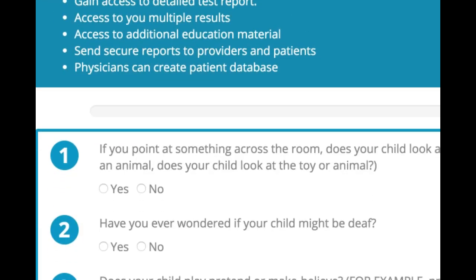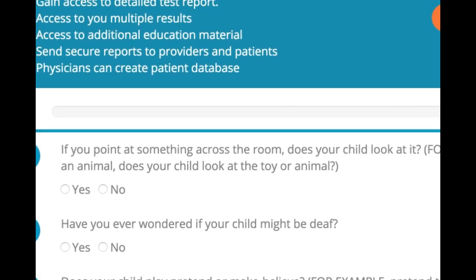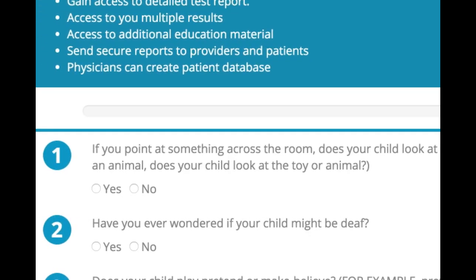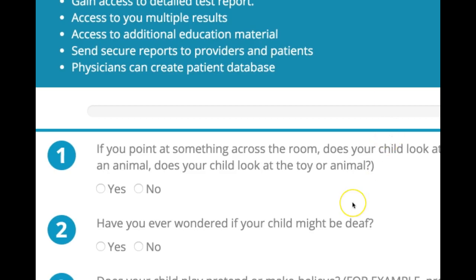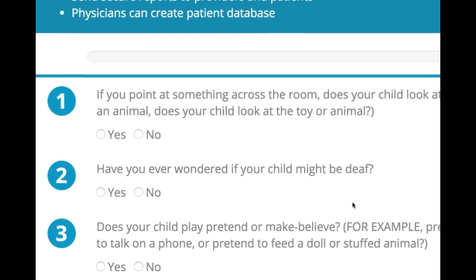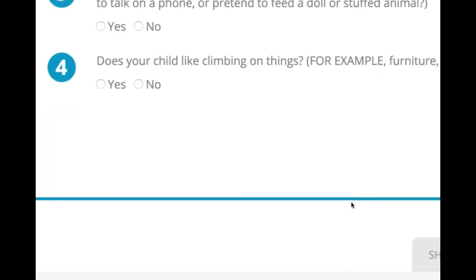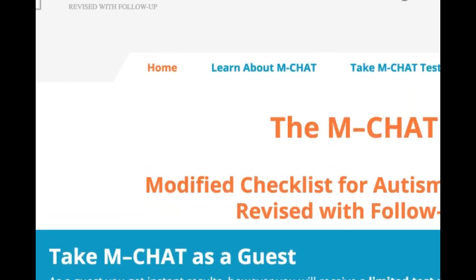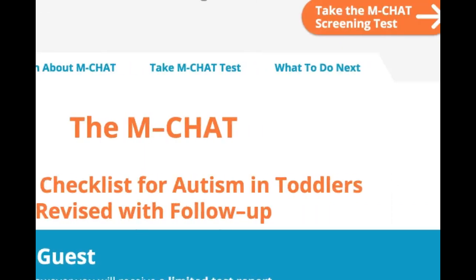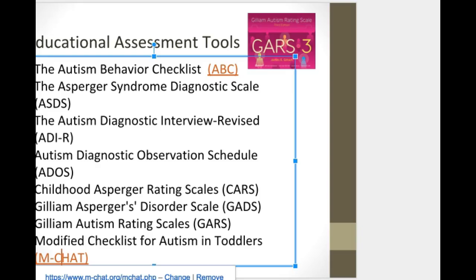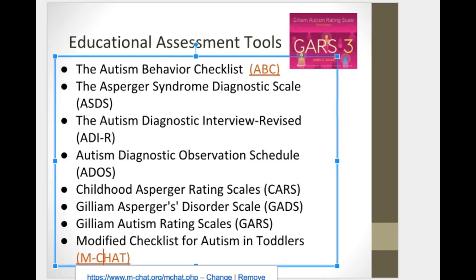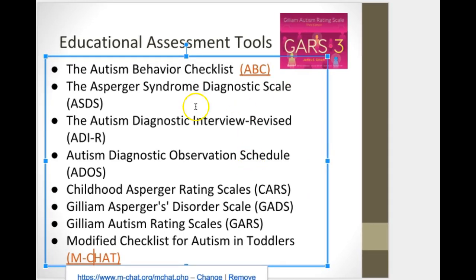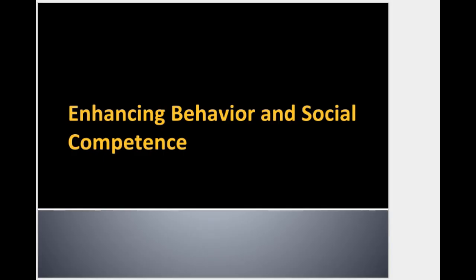If you point at something across the room, does your child look at it? That's evaluating joint attention. Have you ever wondered if your child might be deaf? Remember, I told you that lots of times we think the child has a hearing problem and they're simply not engaging. So these are some of the questions that help the parent determine, or the teacher for that matter, determine if the child is on the spectrum. So it's a start. But what I want to emphasize here is look at all of these. These are observation scales. So it's an observation-based assessment.